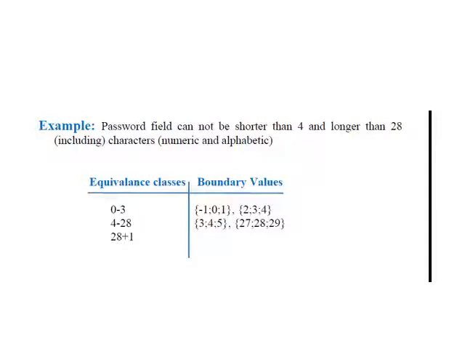See, 0 is one boundary. For that I am testing -1, 0 as well as 1. And 3 is another boundary where 2, 3, 4 are taken. 4 and 28 are the two boundaries. 3, 4, 5 and 27, 28, 29 are the boundary values which are tested. For 28 and above, no testing is done because 29 already is tested.